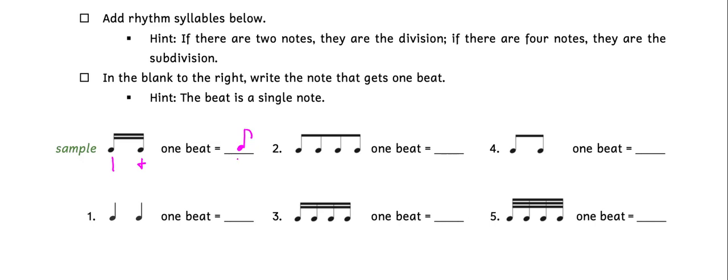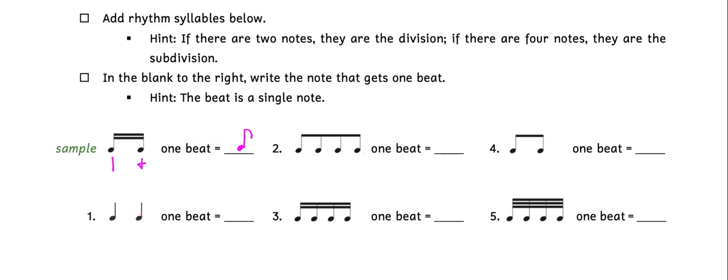So for this 1 beat, which note equals 1 beat? That should be a single note. Again, if there's 2 notes, it's a division. If there's 4 notes, it's a subdivision. Okay? All right, go ahead and do numbers 1 through 5 on your own. Pause the video and press play when you're ready.